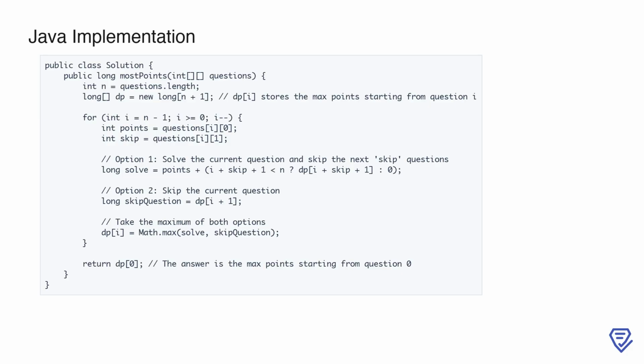The logic mirrors the Python solution, using a dynamic programming approach with a one-dimensional array dp to store the maximum points achievable from each question onward. Key differences include Java's explicit type declarations, the use of long for larger values, and Java's Math.max for comparisons. This ensures equivalent functionality while adhering to Java's syntax and conventions.